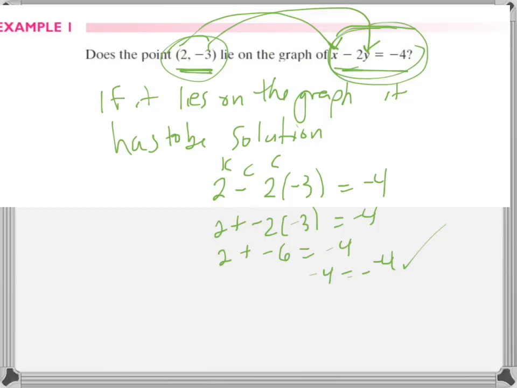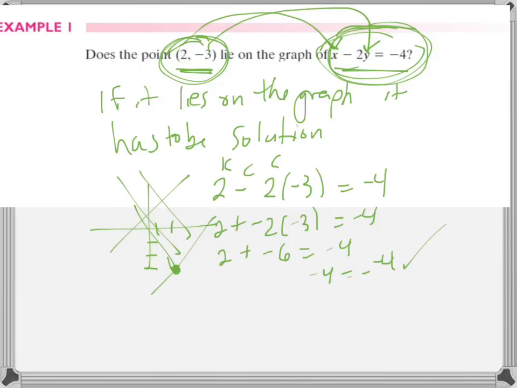So somewhere on the graph of this equation, wherever it is, if it's that line, or this line, this point will lie on that line. I guess I know a point that it goes through, right? So it'd be (2, -3). Whatever line it is, the line has to go through that point.